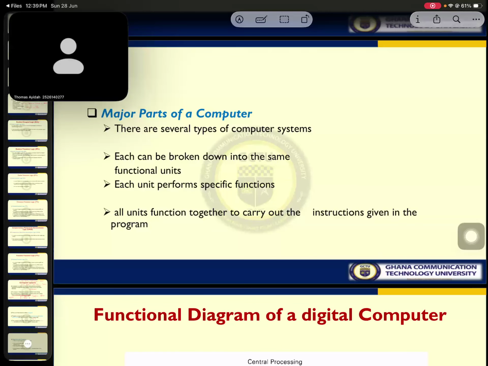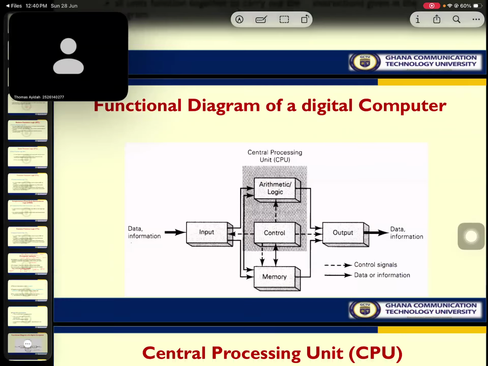Now, the major part of the computer. Let's basically use the diagram to explain this concept very well. This is the basic part of the computer system. Now, we want to look at the digital computer system. We have the data information, we have the central processing unit, we have the input, we have the control, we have the memory, and we have the output. We have different signals. We have the control signals, and we have the data information.